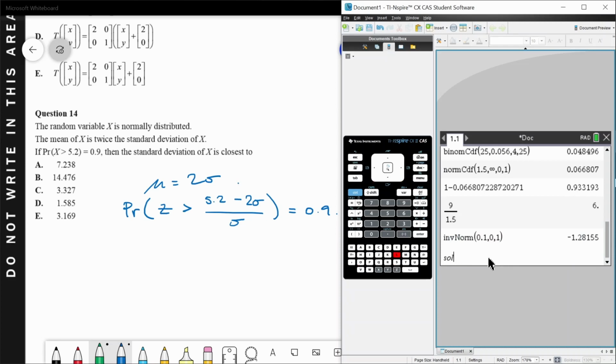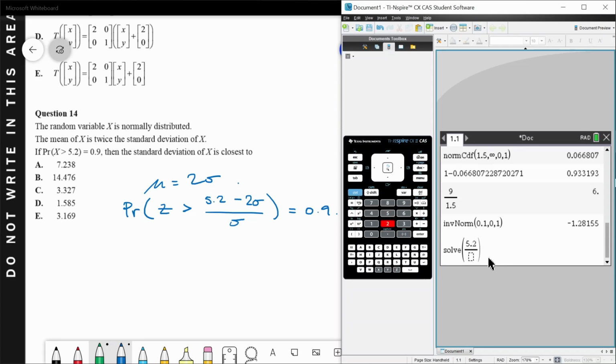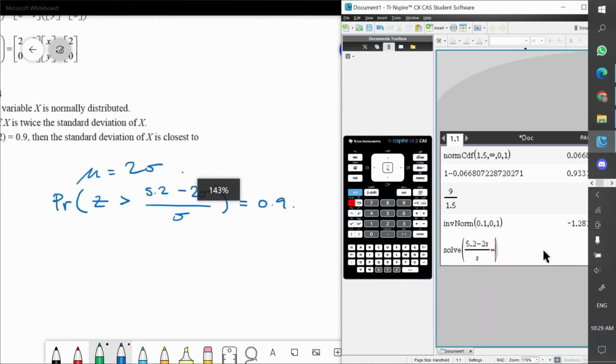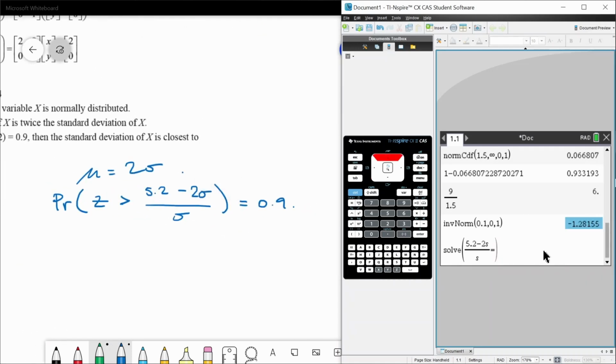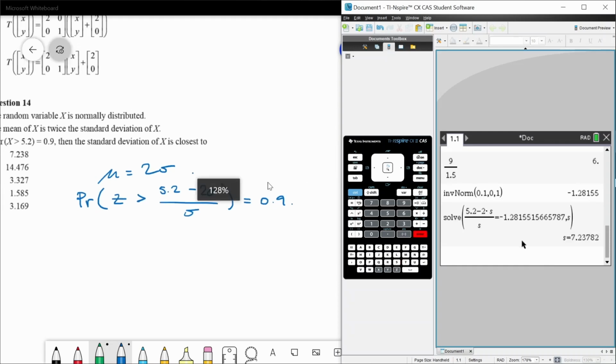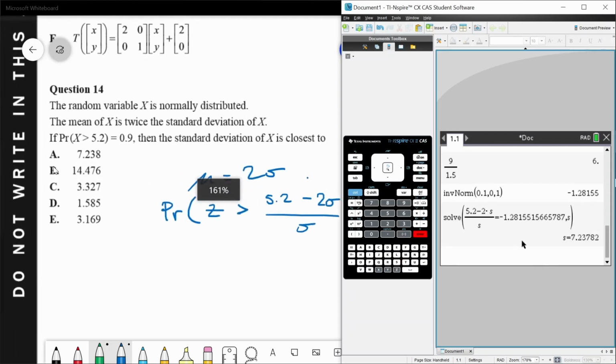So what we can do is just solve. We have (5.2 minus 2 sigma) divided by sigma. That has to be equal to that particular z-score we found, the value above. So we take this, solve for sigma, and we get 7.23. So it has to be option A.